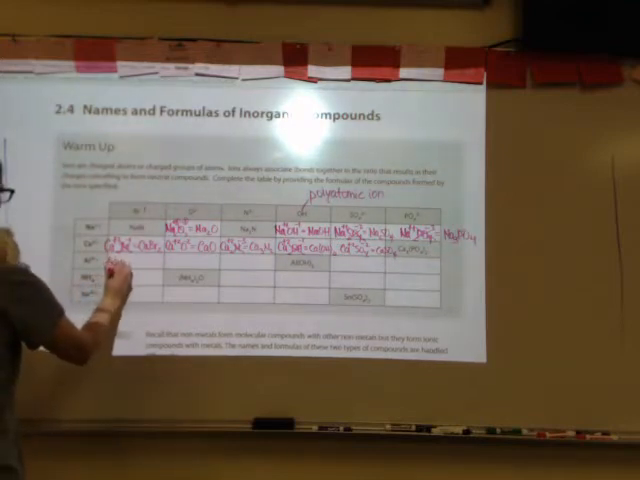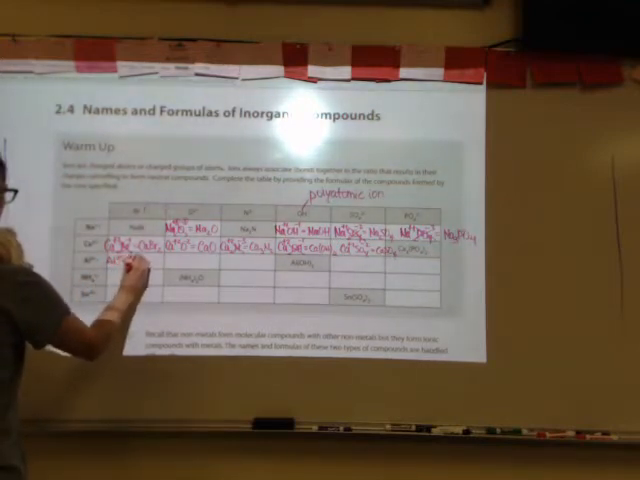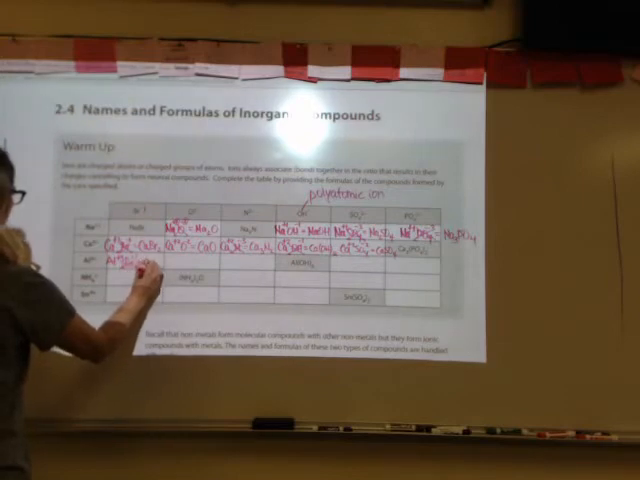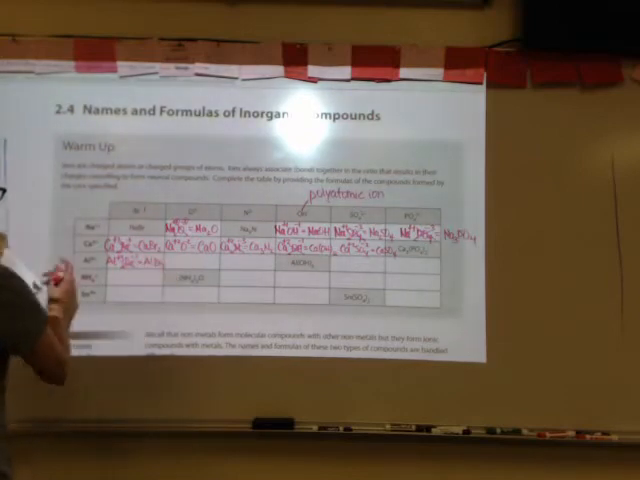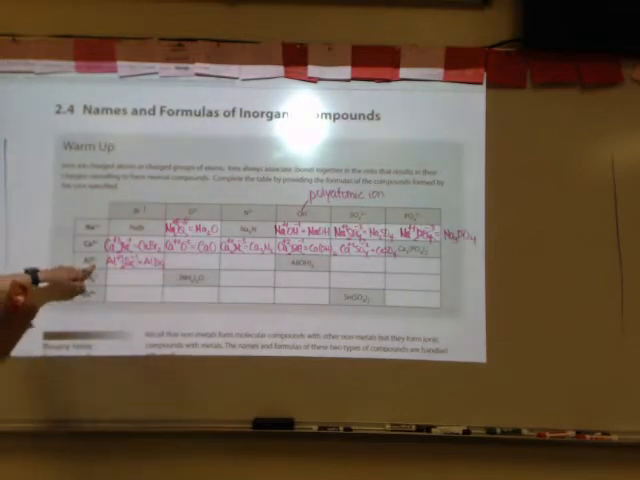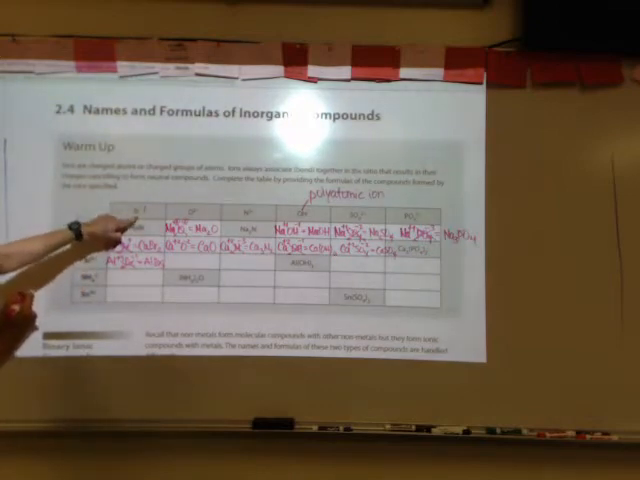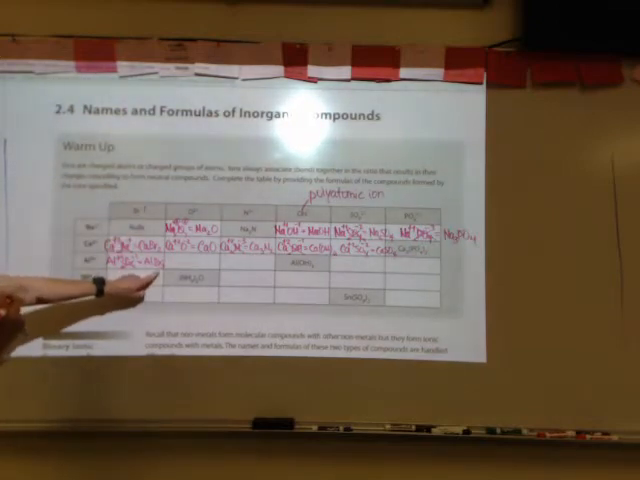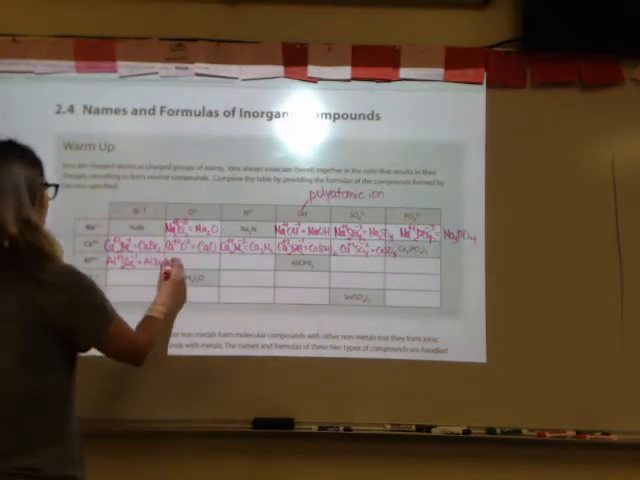Here, an Al+3 and a Br-1, we cross the numbers in the charges to give us AlBr3. So if I have a +3 charge on an aluminum, I would need 3 bromines at a -1 to counter it with a -3 to make it a neutral compound, which is why I have a 3 subscript on the bromine.